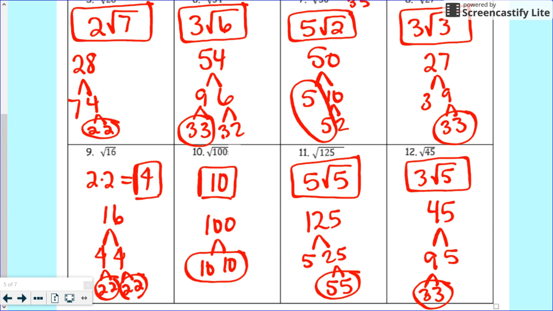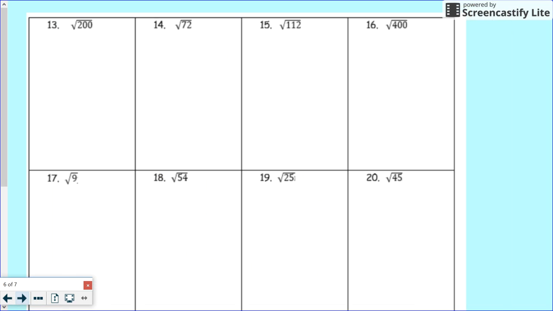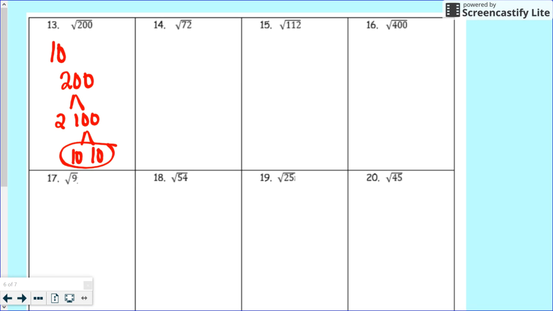All right, that's 1 through 12. Let's look at the next slide. We've got 200. That's 2 times 100. 100, we've already said, is 10 times 10. Here, the 10 can come out. I've got a prime number here, can't do anything with it. He doesn't have a partner, he's stuck inside.